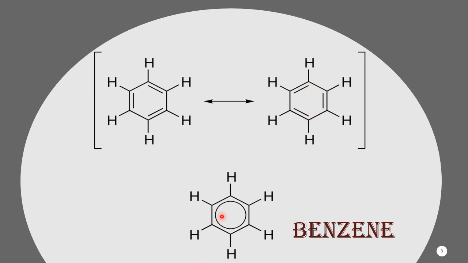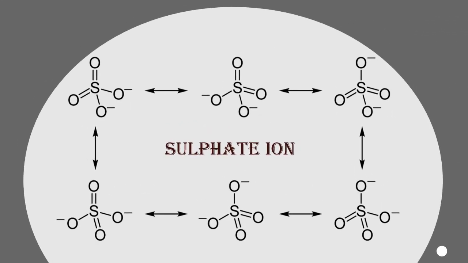Let us take one dotted line or circle inside. So you are allowed to take double bond anywhere. Freedom is given. So we have put a circle here. So this is the least energy structure for benzene and the most stable structure. This is the resonating structure for the sulfate. You please practice.